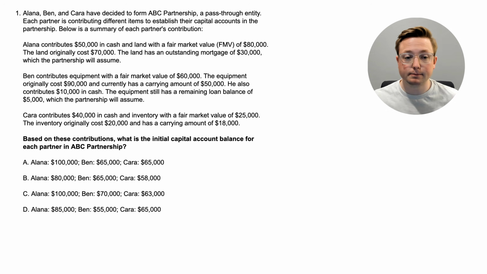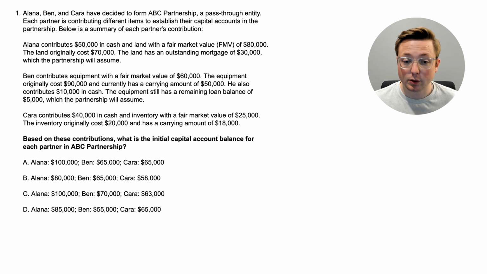Okay, let's go to the top. Elena, Ben, and Kara have decided to form ABC Partnership, a pass-through entity. Each partner is contributing different items to establish their accounts. In the partnership below is a summary of their contributions. Elena contributes $50,000 in cash and land with a fair market value of $80,000. The land originally cost $70,000. The land has an outstanding mortgage of $30,000, which the partnership will assume.